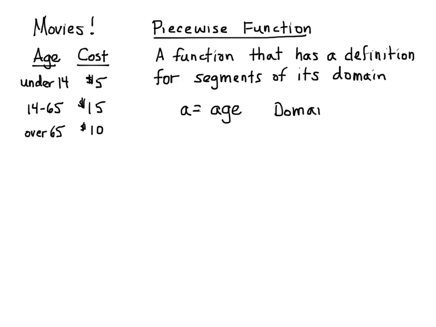So in this case, let's call A the age. I'm defining my age as being A, that's the variable I'm going to use. And so what's the domain of A?